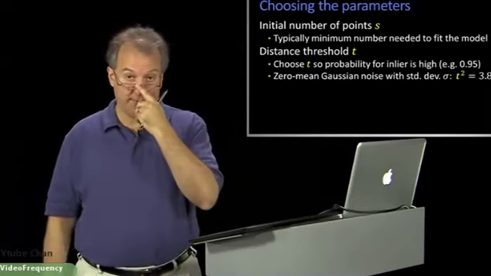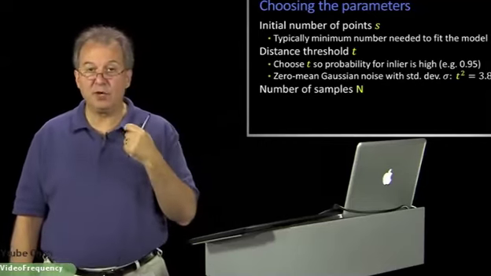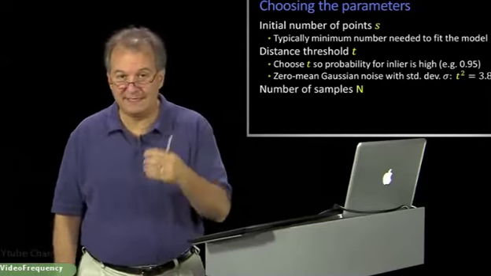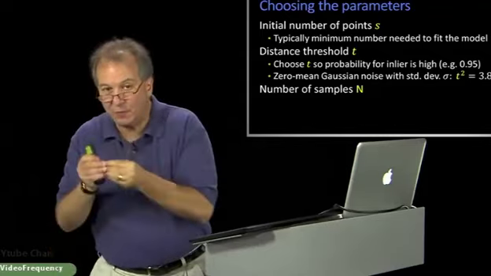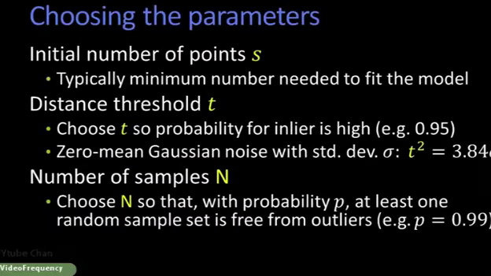We've got one more: the number of samples we're going to compute, n. Now, this is not S, the number of points within a sample, right? A sample is a set of points that it takes to compute a model. This is how many times we are going to draw a sample. How many models are we going to try and check?